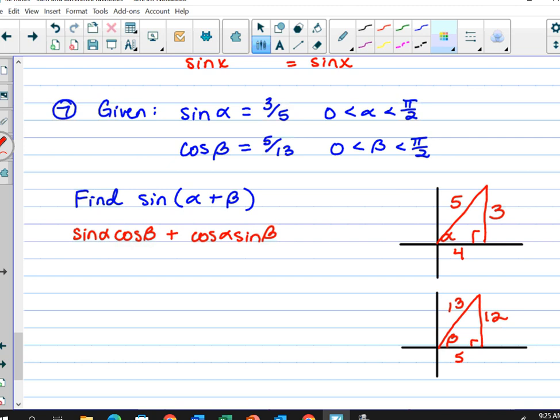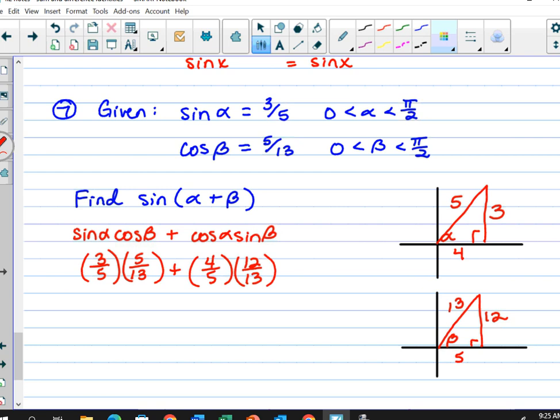All right, once you have your formula, you're now going to fill these in, not from your unit circle, but from the triangles you drew. Okay, so what is the sine of alpha? 3 over 5. What is the cosine of beta? Okay. Plus, what's the cosine of alpha? 4 over 5. 4 over 5 times, what's the sine of beta? 12 over 13. Good. It's a lot of numbers.